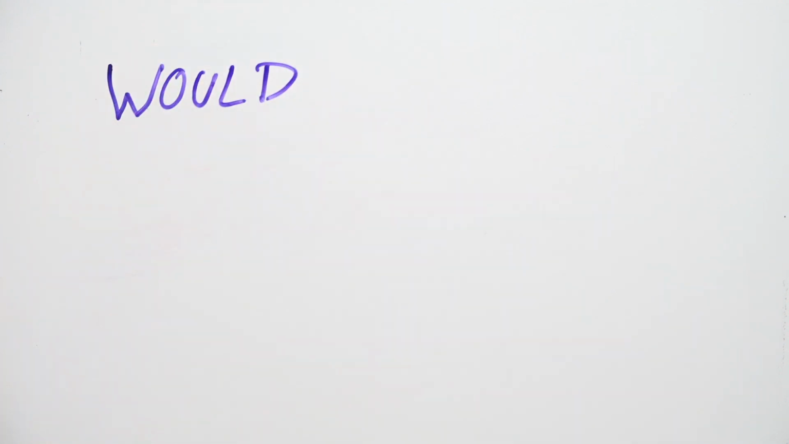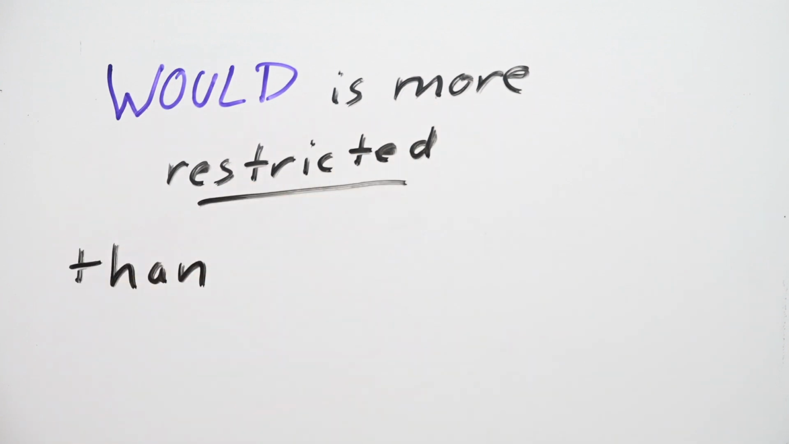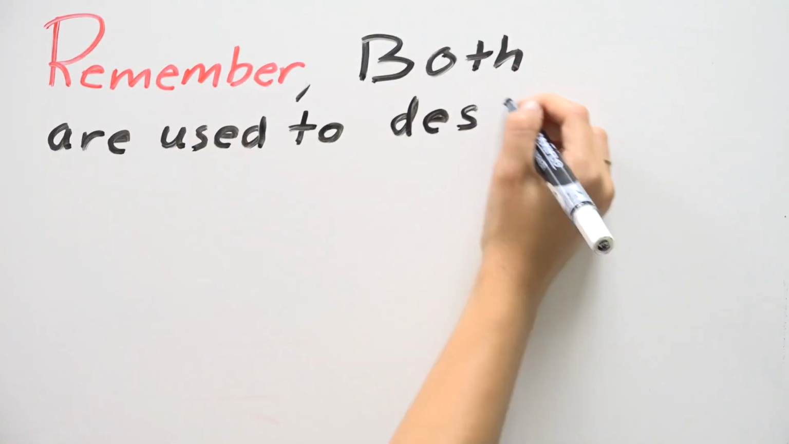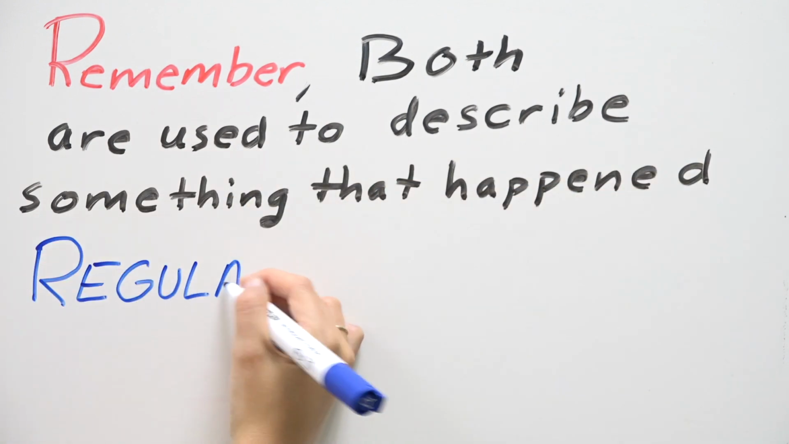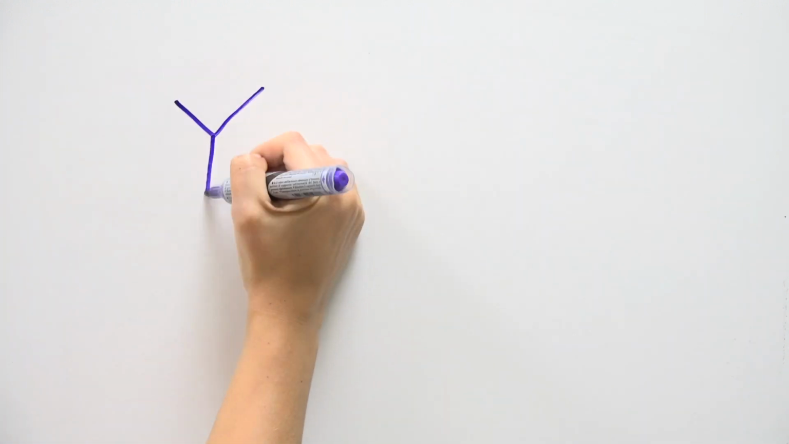Would is more restricted than used to. Therefore, if you aren't sure which one to use, it's best to choose used to. Remember, both are only used to describe something that happened regularly in the past. Now it's your turn.